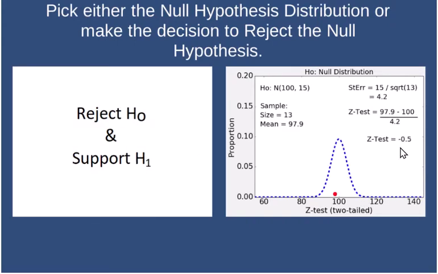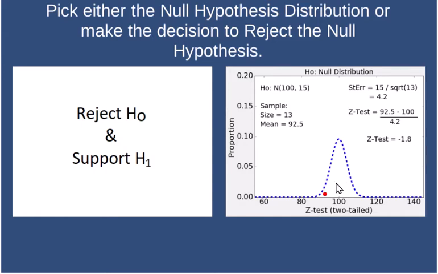A z-test of negative 0.5, that's actually pretty good. The null hypothesis distribution says that the mean should be 100, and the sample mean was 97.9. That's pretty close to where the null hypothesis distribution said it would be. It's in this middle 95%. It's within the plus minus 1.96 standard errors. So given that it's within that plus minus 1.96 standard errors, we'll retain the null.